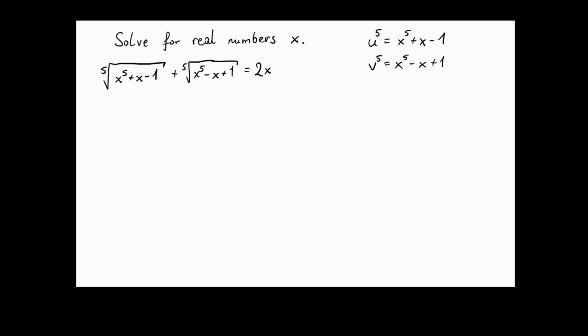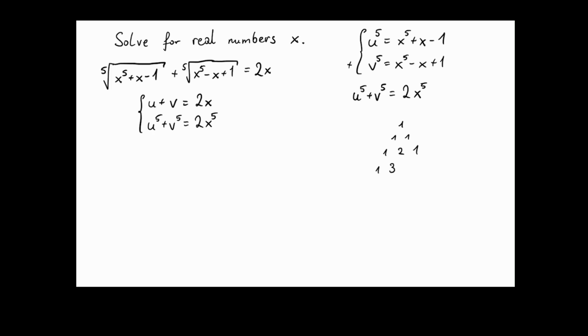Using those substitutions, we could rewrite the given equation as u plus v equals 2x, while also adding those two, we would end up with u to the 5th power plus v to the 5th power equals 2x to the 5th power. I'll write it here. And we will be working on those two equations. Let me give you one hint, which will be drawing this pyramid.